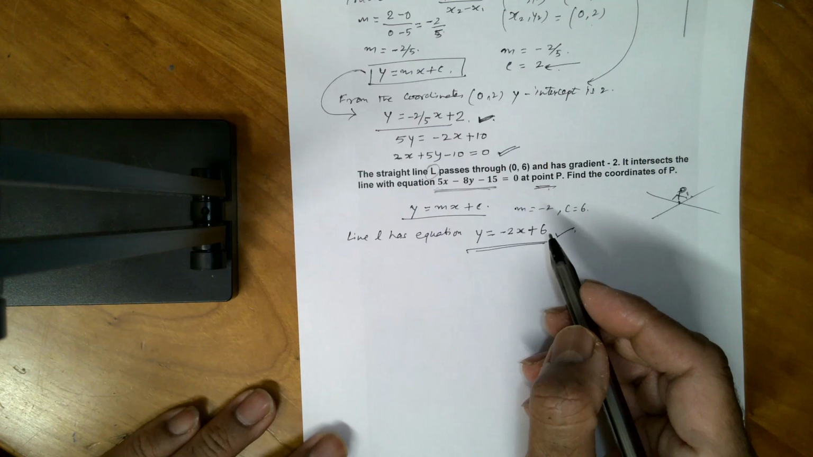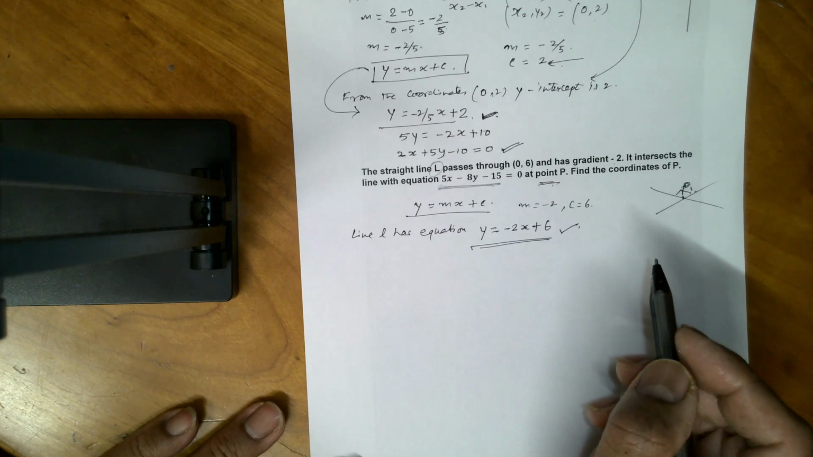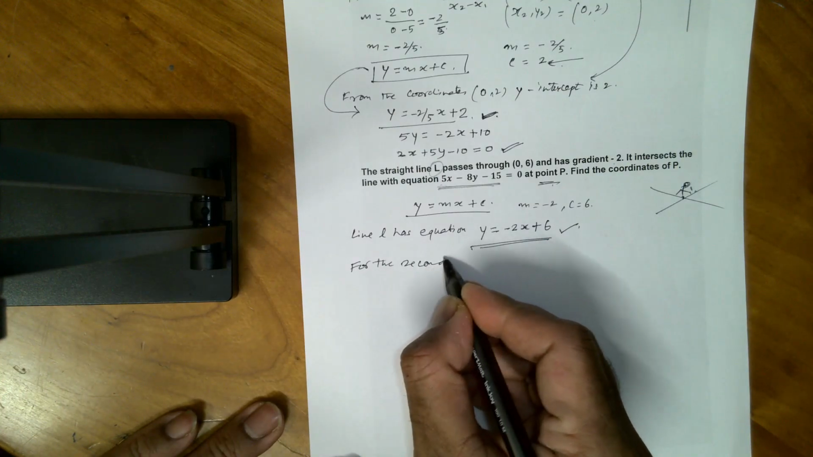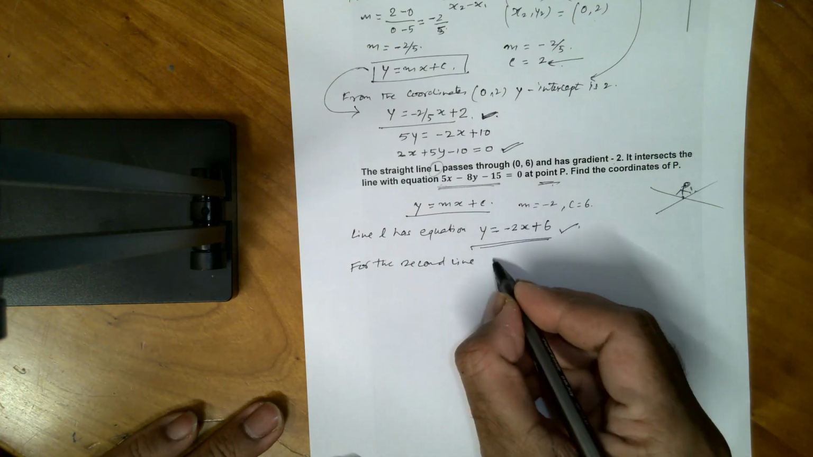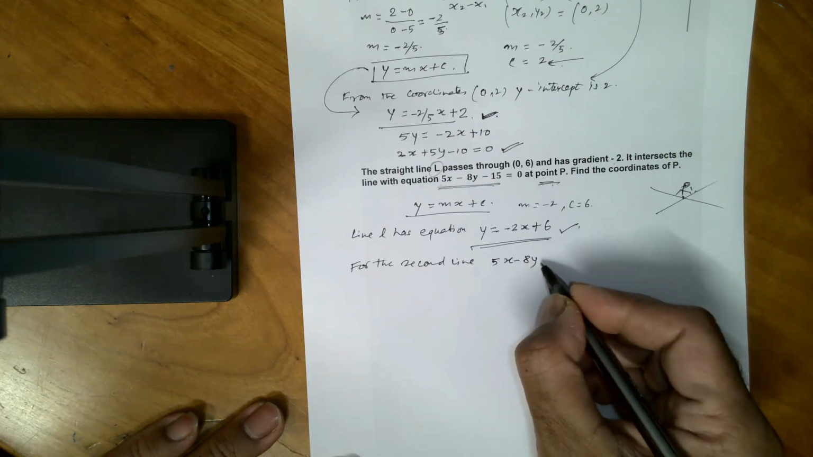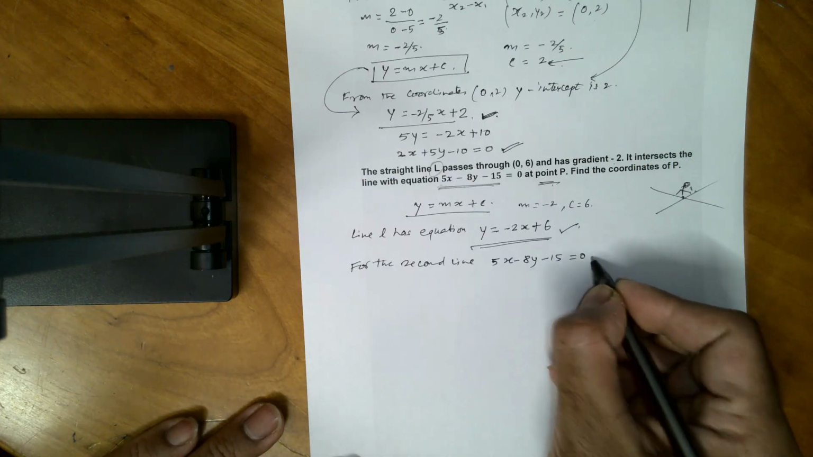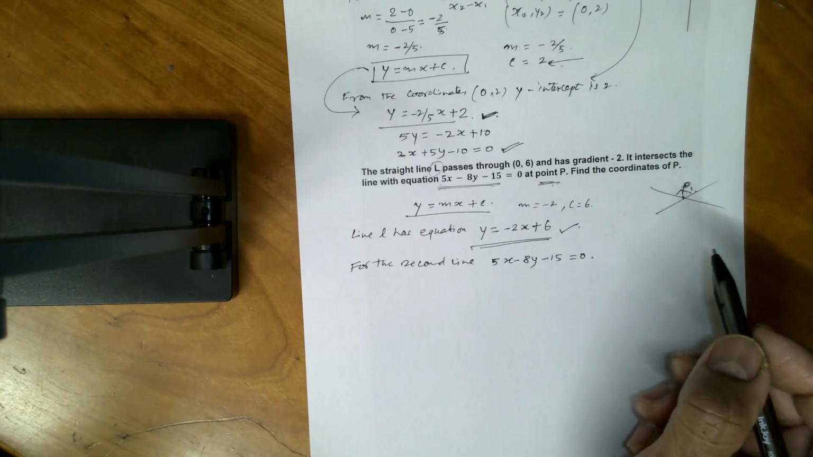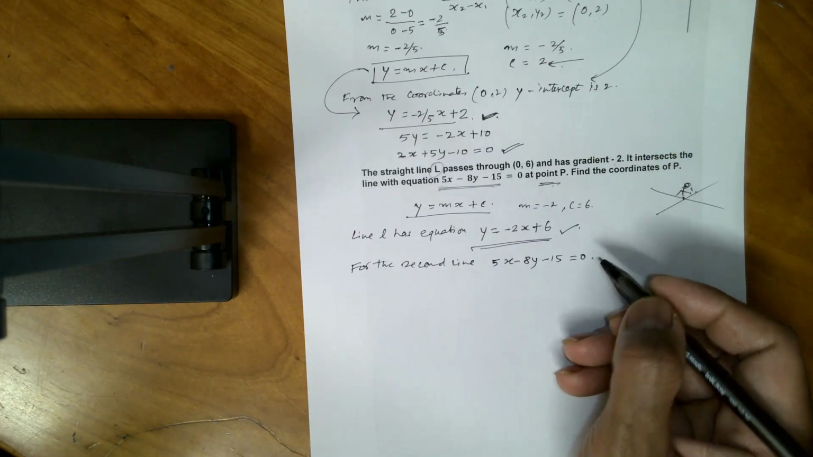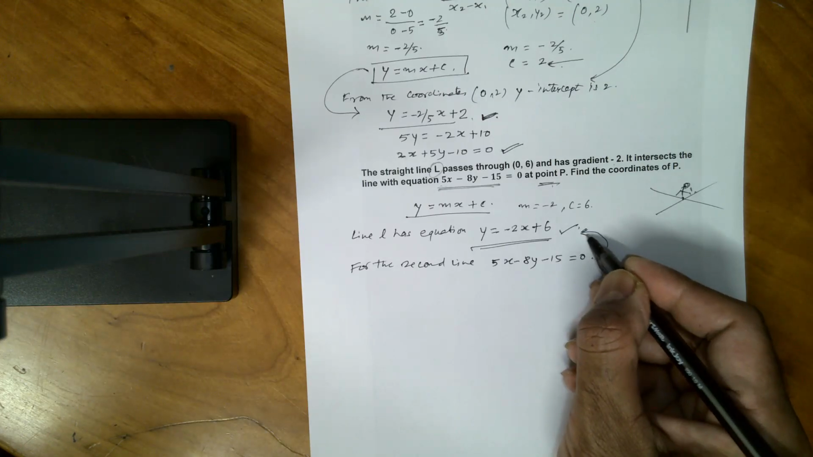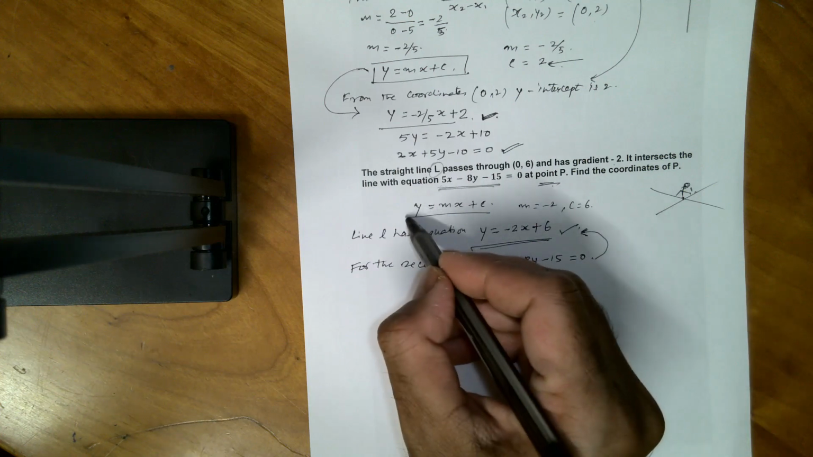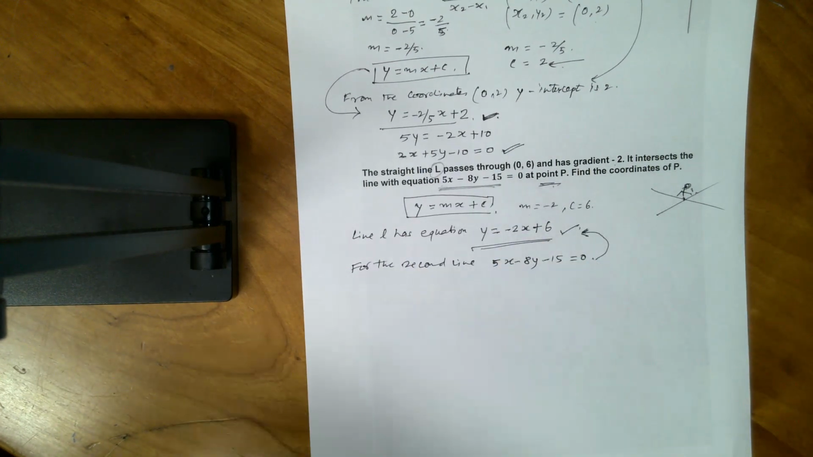Then the second equation is also given to you. So for the second line, I'll write down here for you, the equation is 5x minus 8y minus 15 equal to 0. Now somehow you need to make this second line in this form, y equal to mx plus c. We'll explain the reason for that. So this second line you need to make in this form. So let's do that one.